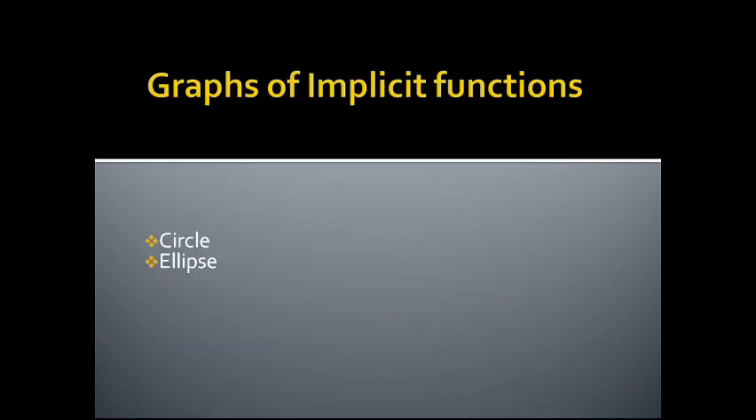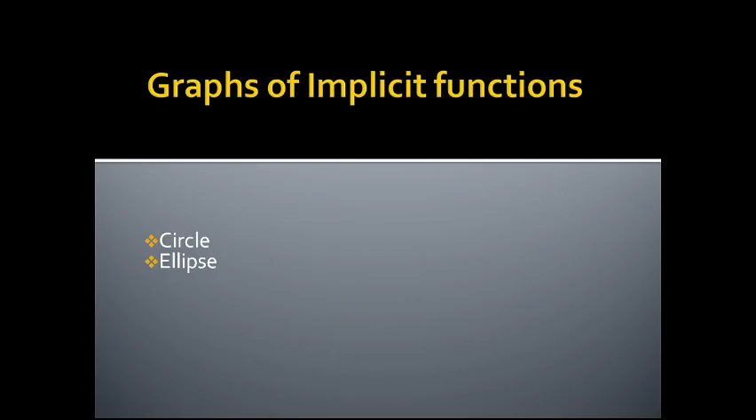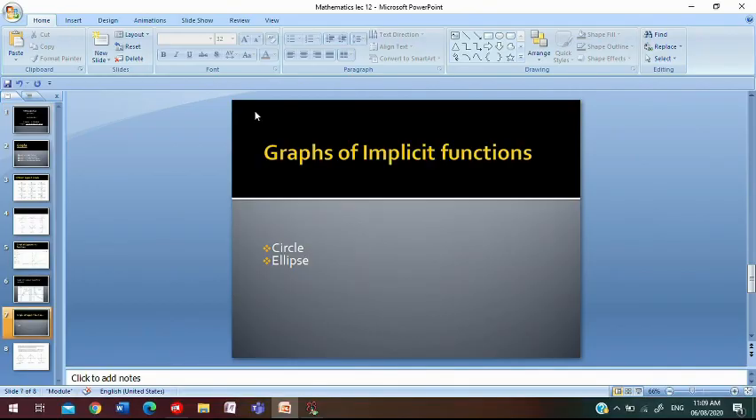Now the second topic is the graph of an implicit function, and in your book there are two examples for the implicit function. The first one is the circle and the second one is the ellipse. Okay. Now here we start our exercise. Sorry, before the exercise, I would like to give you some explanation of how to draw a graph.